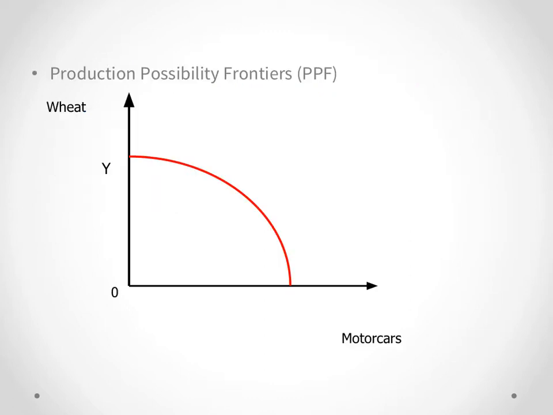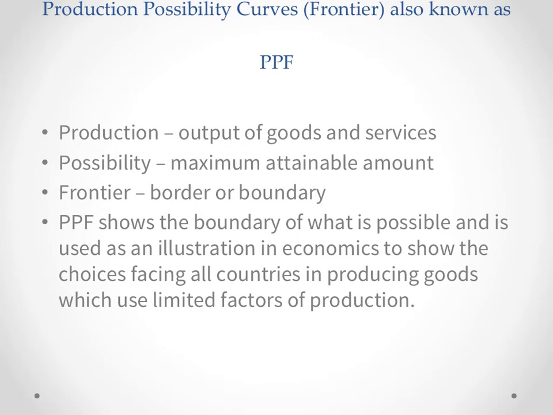For example, here is a PPF that shows an economy that produces only units of motor cars and bushels of wheat. If all factors of production are devoted to growing and harvesting wheat at point Y, then quantity Y of wheat will be produced and no motor cars. Point X shows where no wheat is harvested, only motor cars are produced. In other words, the resources or factors of production in this economy were reallocated from wheat production to the production of motor cars. So the opportunity cost of producing motor cars, represented by X, is bushels of wheat, represented by point Y.